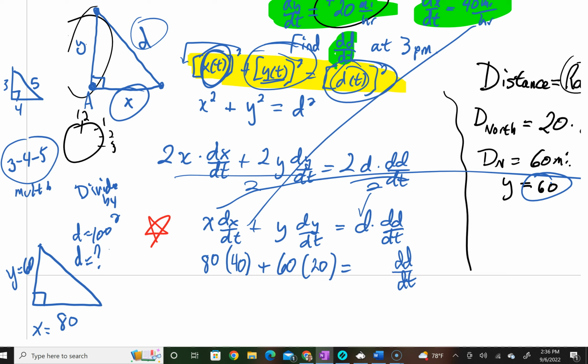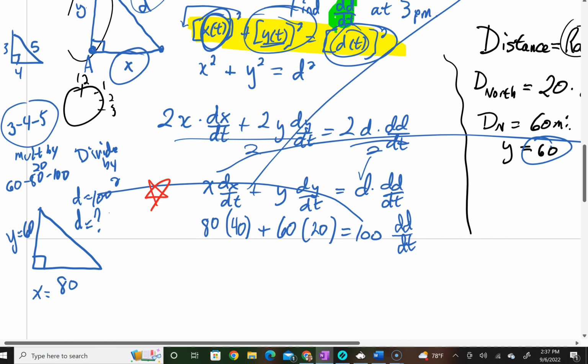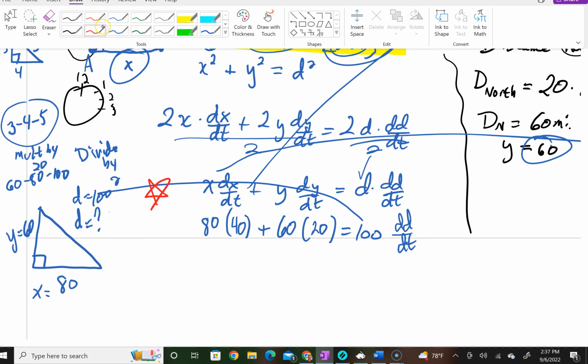So could you do the Pythagorean theorem? You bet you could. But these triples, oh my gosh. We'll talk in class about the Pythagorean triples and how they can help you out. Well, now we just have to solve for dD/dt. Tell you what, let's see if we can do that real quickly.